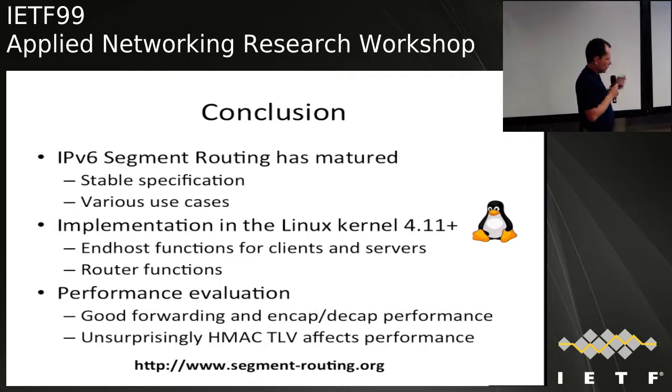I think what's good, if I look at the evolution of IETF protocols and the importance of having an open source implementation, is that this implementation is already part of the mainline Linux kernel, so you can use it easily, and it supports both the end host functions for clients and servers, and it has the basic router functions within the IETF. There are still discussions on adding more specific router functions, such as doing encapsulation of V4 inside V6 and other types of forwarding functions that are not yet implemented, but I guess they will be implemented in the coming months. And the performance evaluation shows that the performance of IPv6 segment routing is reasonably good, and unsurprisingly, using HMAC has an impact on the performance.